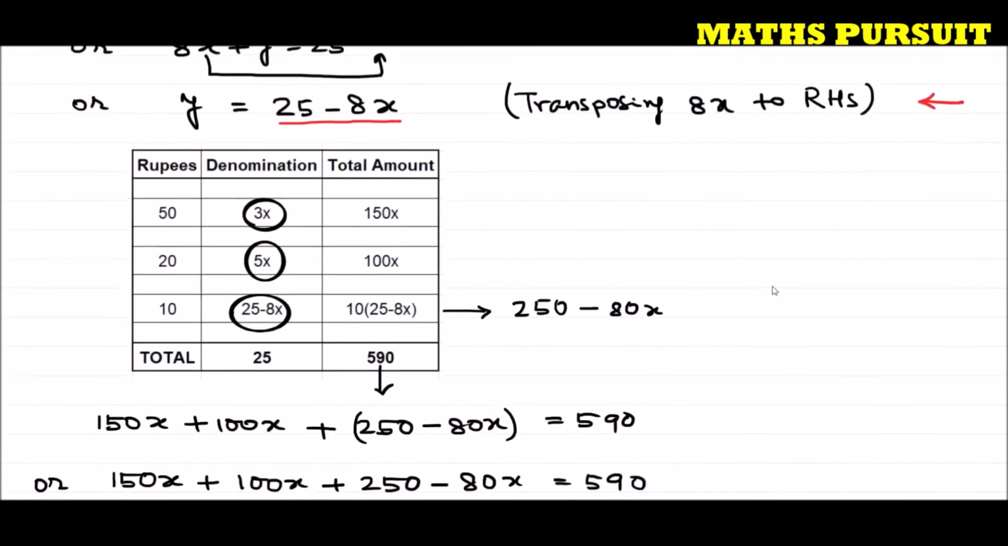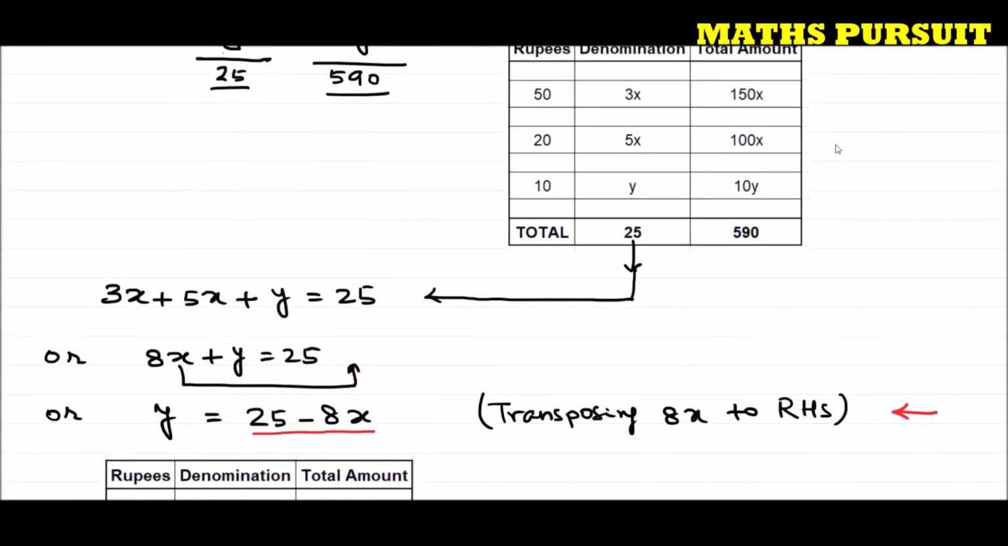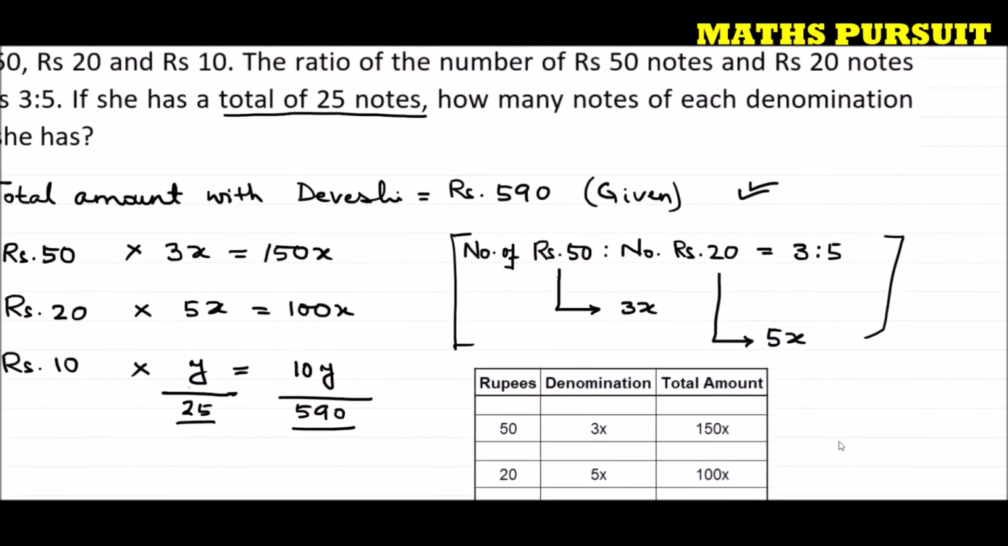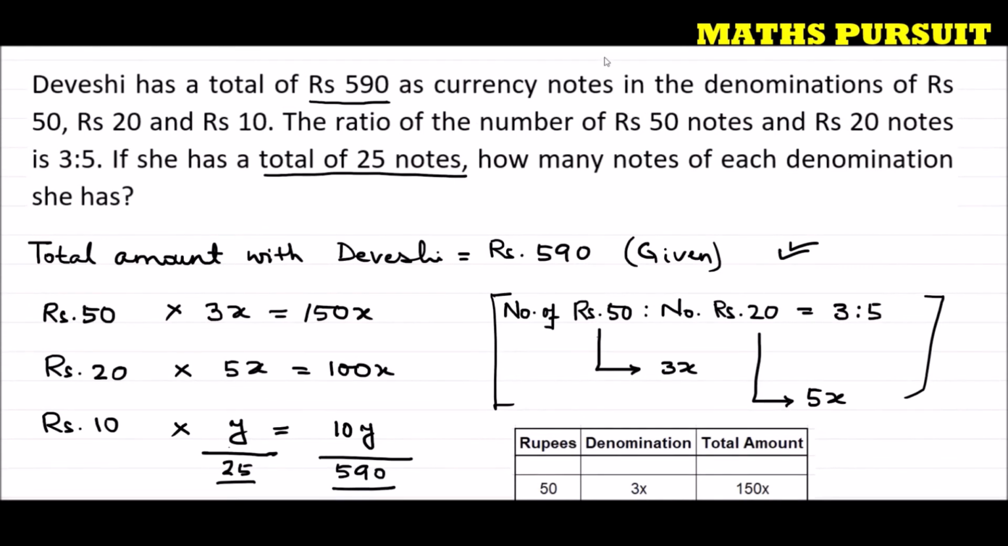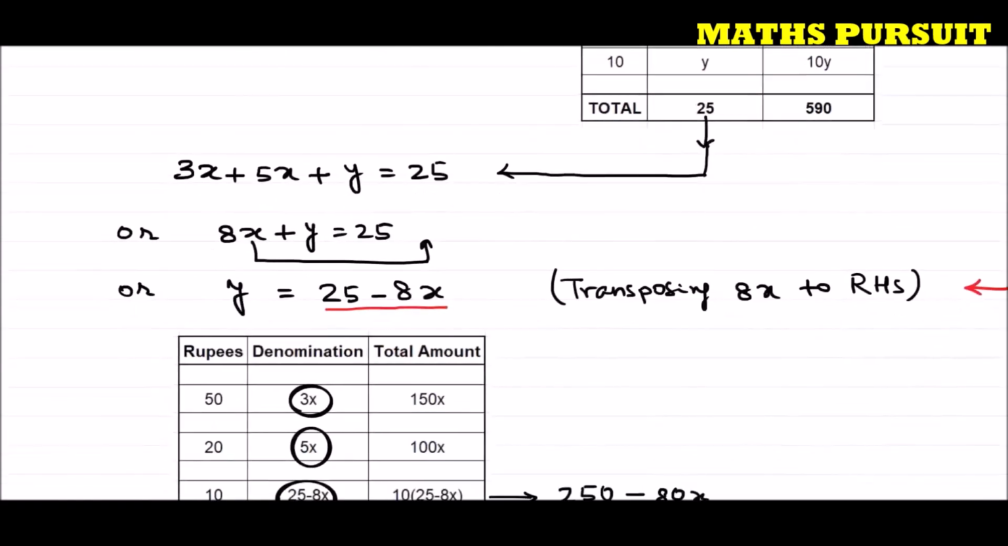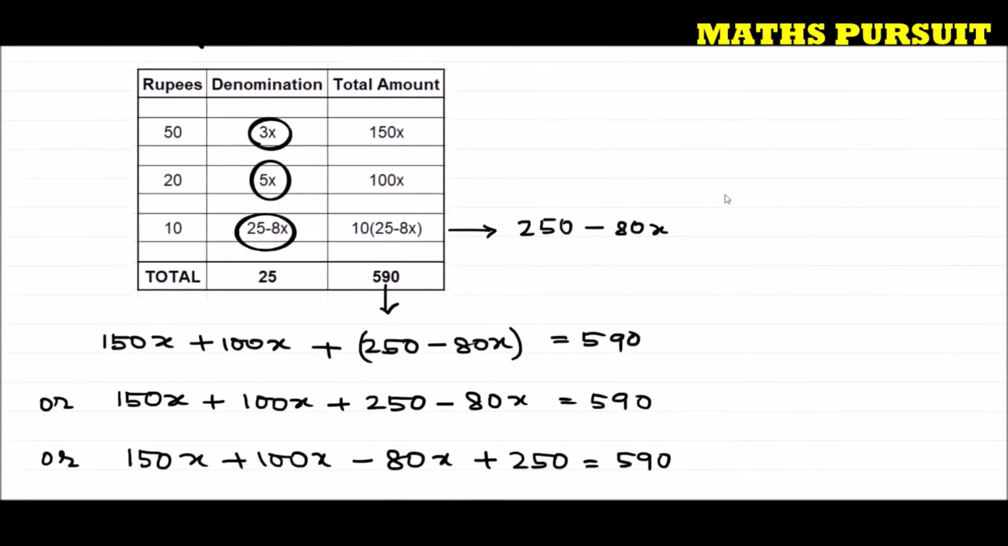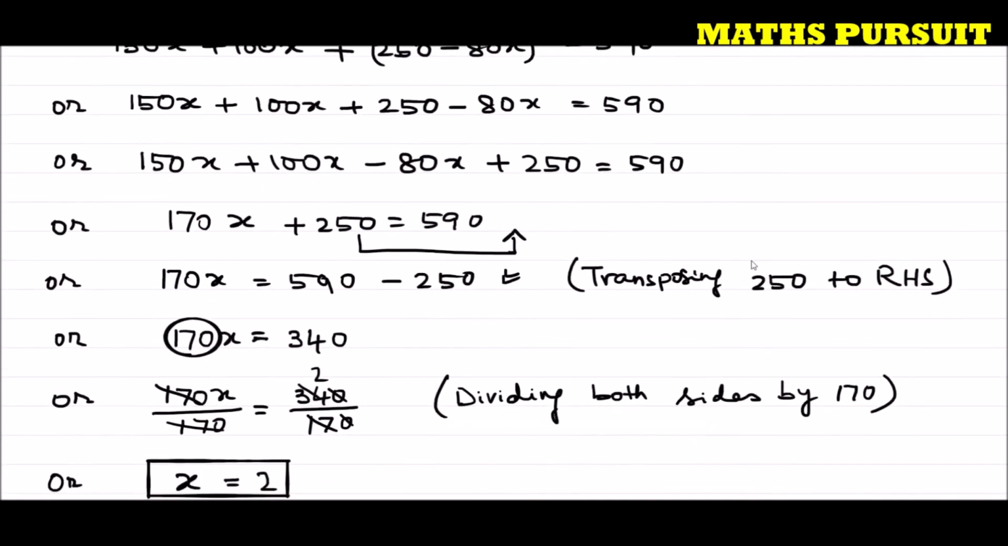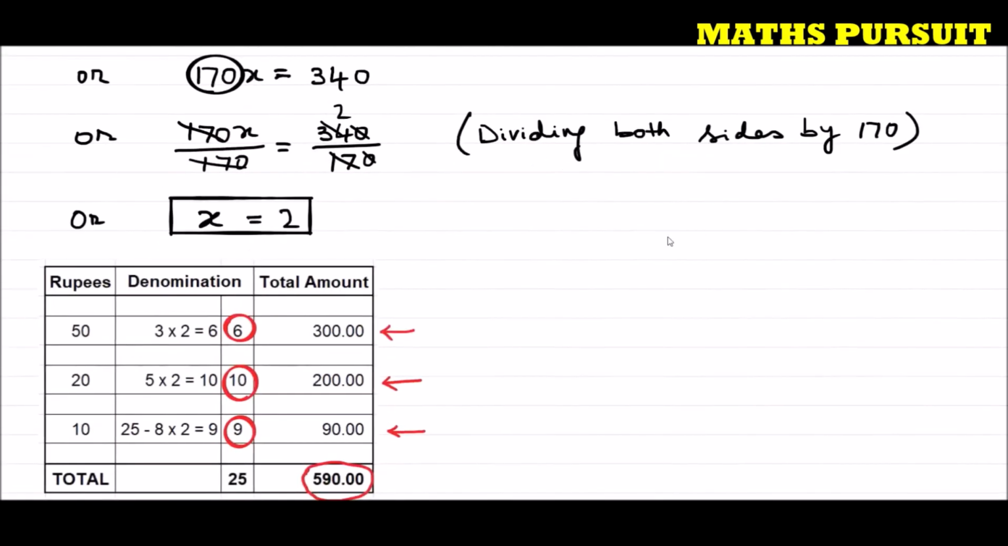Now let us look into the question once again so that we can conclude our answer. Devasi has a total of 590 as currency notes. Now the concluding sentence is, if she has a total of 25 notes, how many notes of each denomination does she have? So we need to point out how many notes of each denomination she has. This should be our concluding answer.